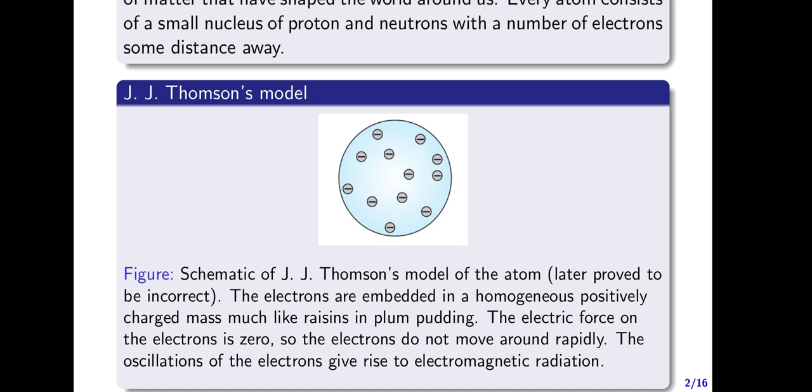around us. Our understanding now is that every atom consists of a small nucleus of protons and neutrons, with a number of electrons that are not in the nucleus. That is, they are not with the proton and neutron. That's our understanding. I'll talk about that later.